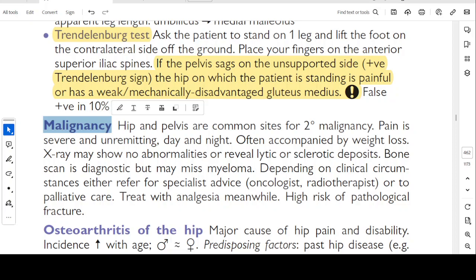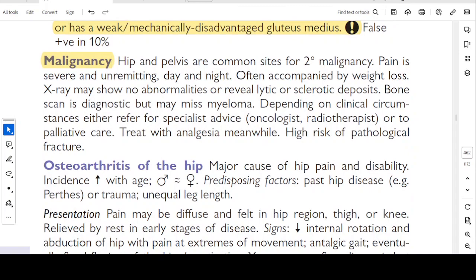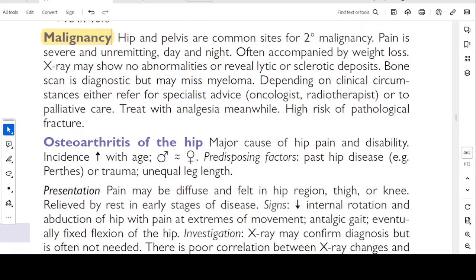Malignancy. The hip and pelvis are common sites for secondary malignancy. Pain is severe and unremitting, day and night, often accompanied by weight loss. X-ray may show no abnormalities or reveal lytic or sclerotic deposits. Bone scan is diagnostic but may miss a myeloma. Depending on the clinical circumstances, refer for specialist advice: oncologist, radiotherapist, or palliative care. Treat with analgesia. Meanwhile, there is a high risk of pathological fractures.